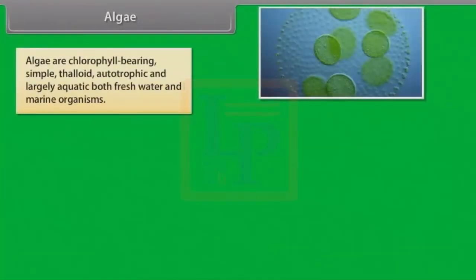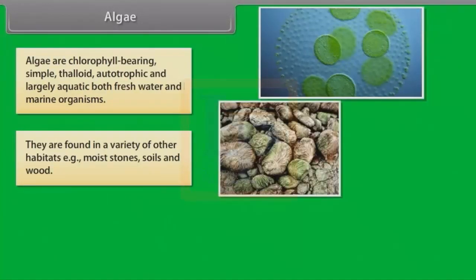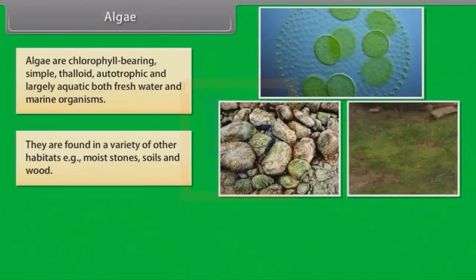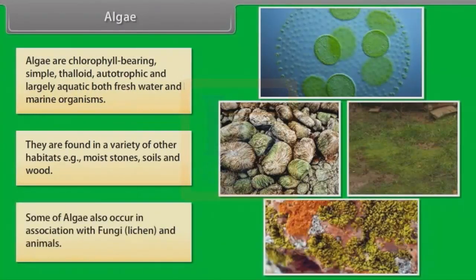Algae. Algae are chlorophyll-bearing, simple, thalloid, autotrophic, and largely aquatic, both freshwater and marine organisms. They are found in a variety of other habitats as well. Example: moist stones, soils, and wood.